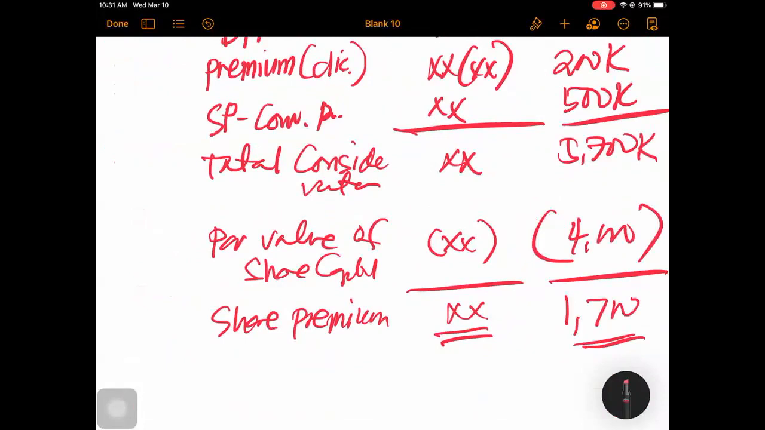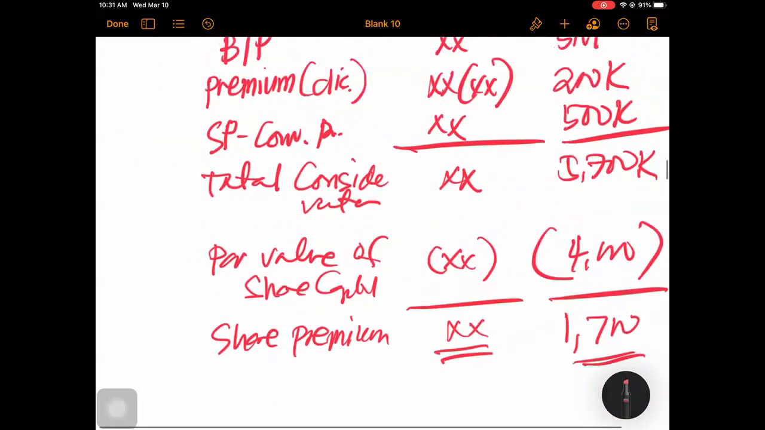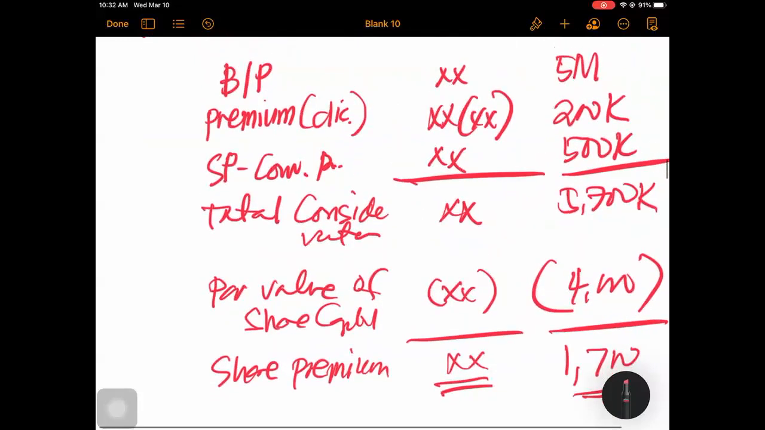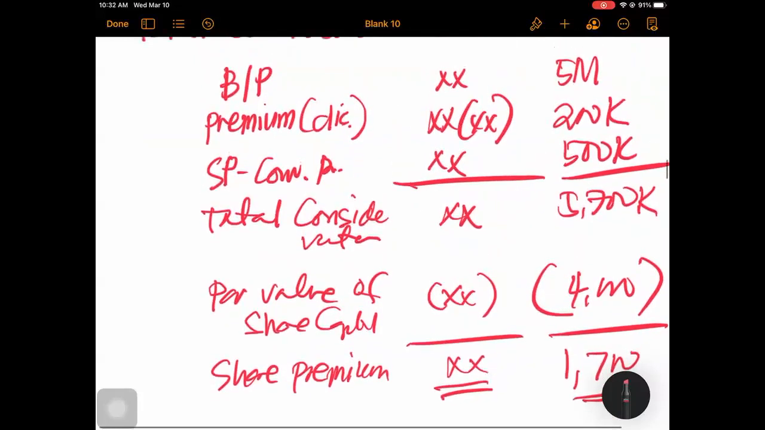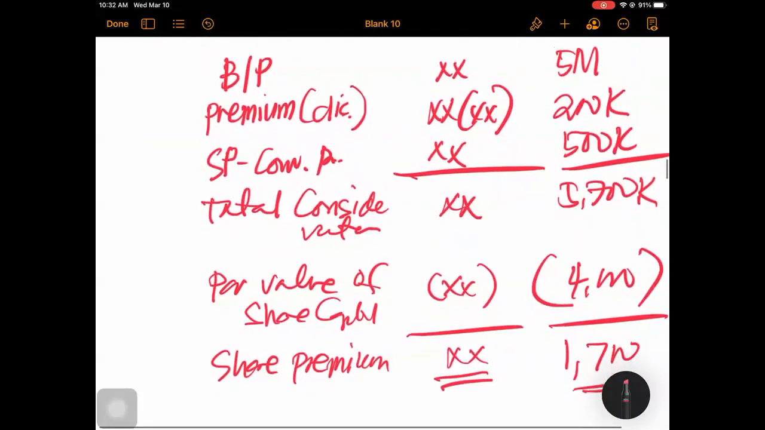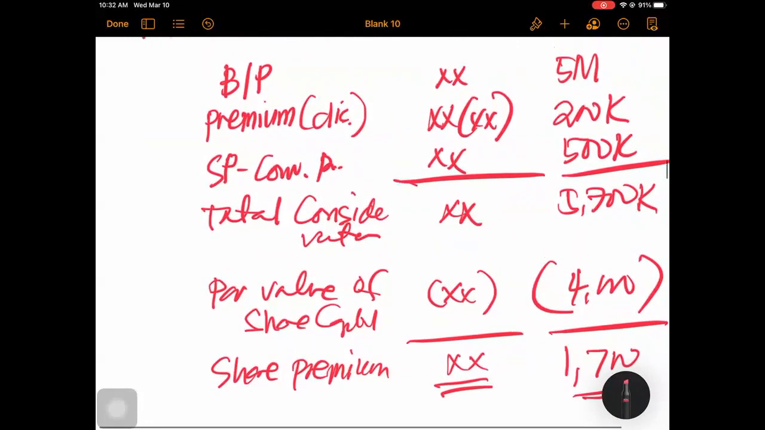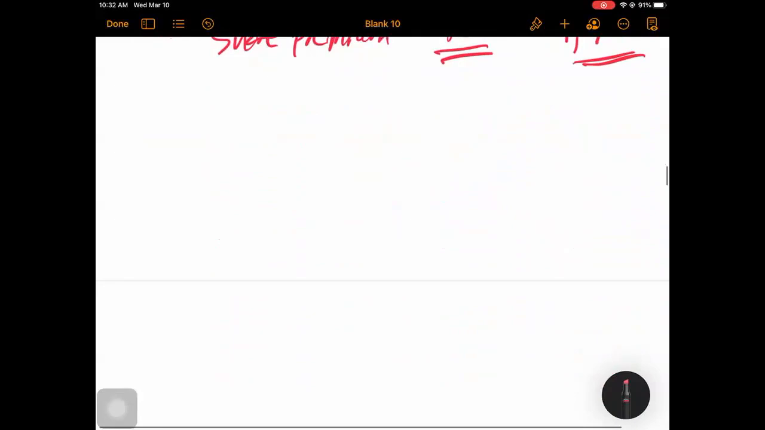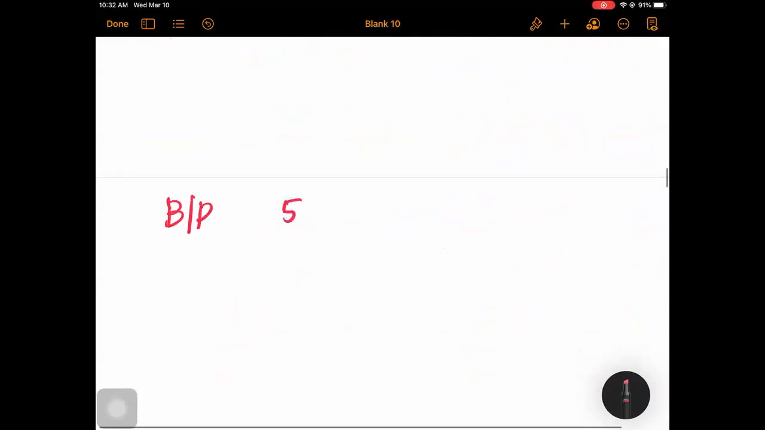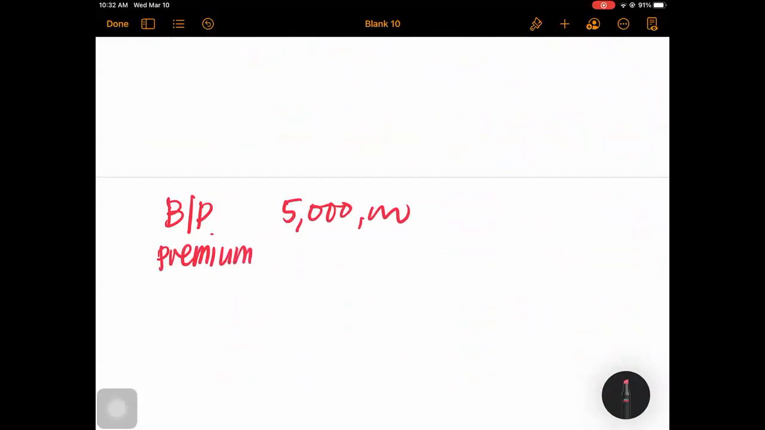Sir, so unsa ang entry? Okay, so let's prepare the journal entry for this transaction. Upon conversion, gi-convert nato ang bonds into shares. Siyempre, gi-convert nato ang bonds, tanggalon na nato ang bonds, kay gi-share na ni holder. So that's debit bonds payable at 5 million. Since it's a premium, debit premium because add-on siya.